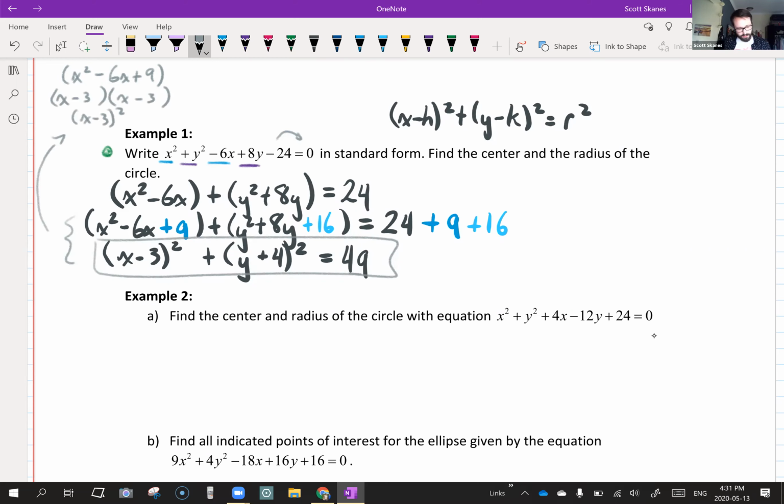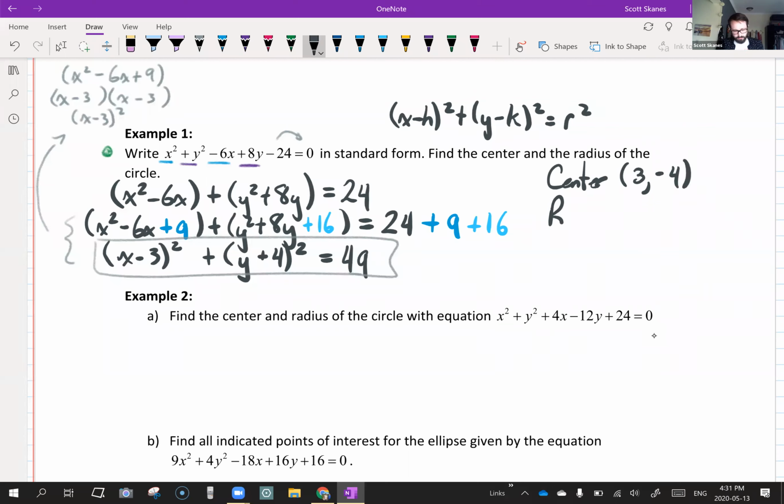Am I done with the question? I don't think so. I need to find the center and the radius of this circle now. So let's go ahead and do that. What's the center? Well, it's in standard form now, so it's really easy to take it. We just change the sign on the one next to x. Change the sign of the y one as well.